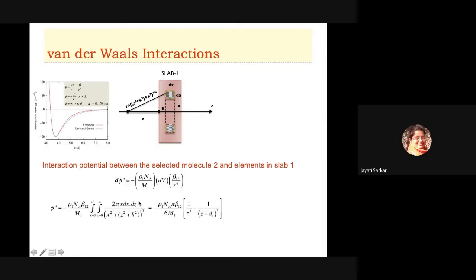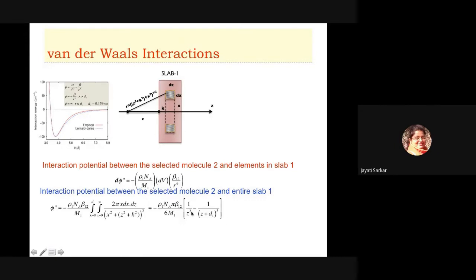So you can integrate it over all the molecules in the slab, between the selected molecule 2 and the entire slab 1. For this, you go over the distance from 0 to D1. This thickness of the red material of slab 1 is D1, and you go from 0 to infinity, because we are considering that the slab is extending towards infinity in the x direction. So if you integrate it, you will get what is happening between a molecule and the entire slab. This is the interaction potential that is valid.